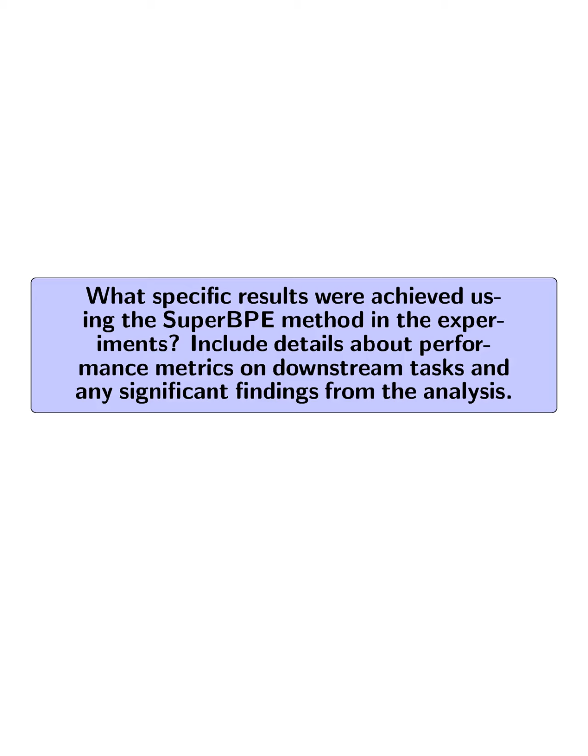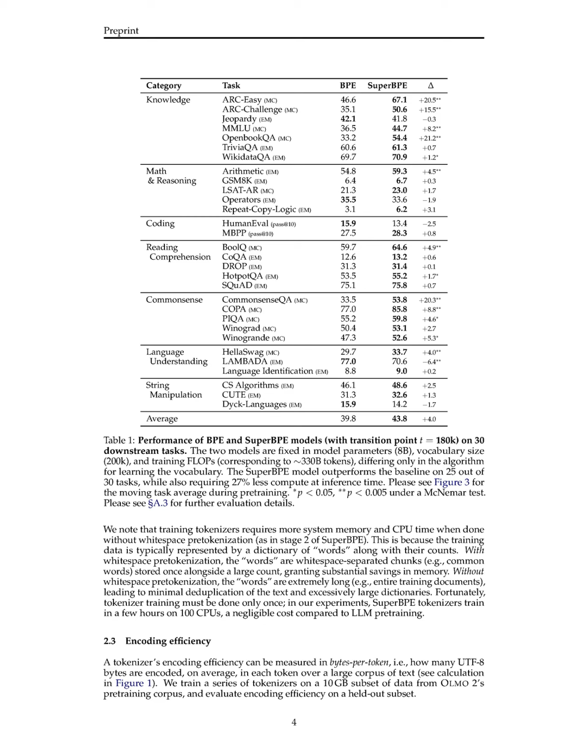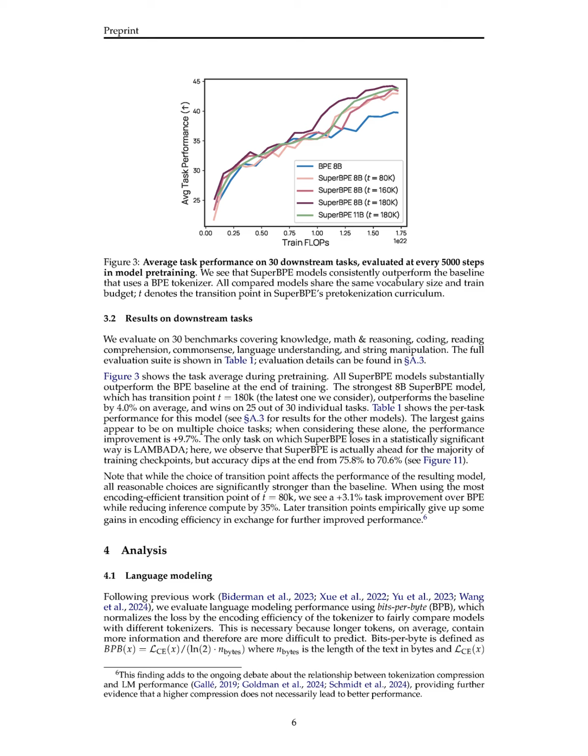Include details about performance metrics on downstream tasks and any significant findings from the analysis. In the experiments, the SuperBPE method achieved a notable average improvement of +4.0% over 30 downstream tasks compared to the BPE baseline, with the strongest SuperBPE model, transition point T equals 180K, winning on 25 out of 30 individual tasks. Specifically, it excelled in multiple-choice tasks, showing a performance increase of +9.7%.